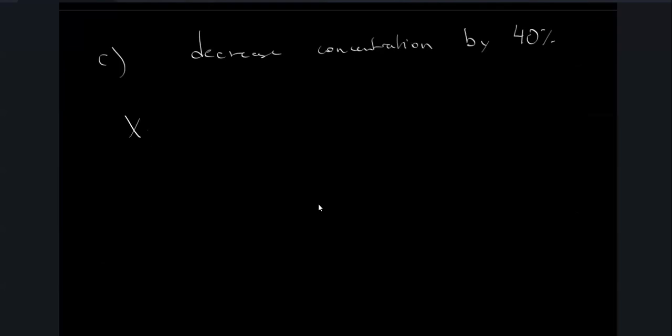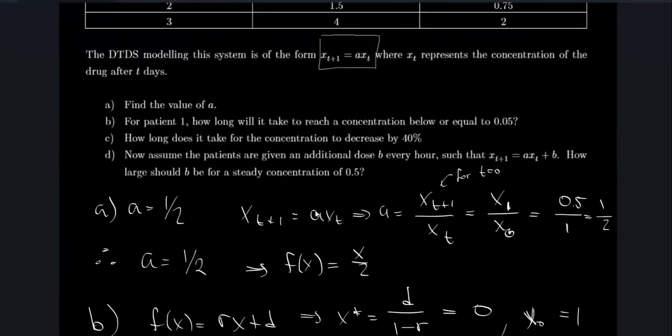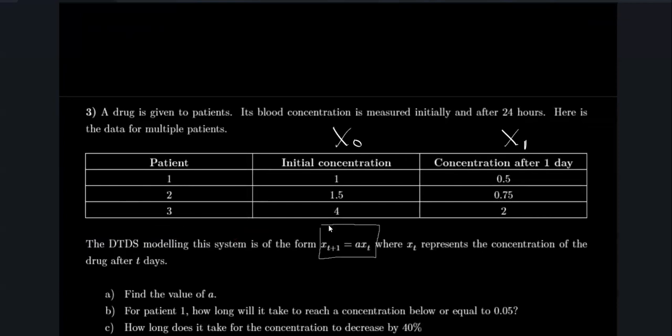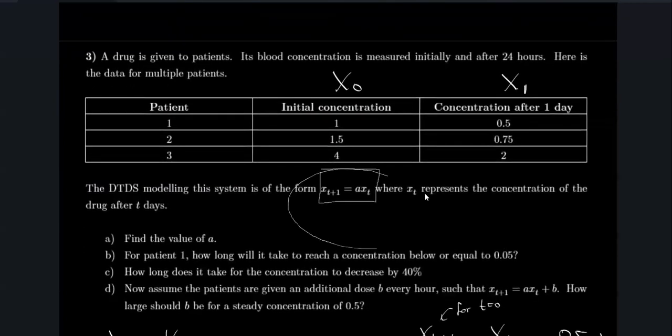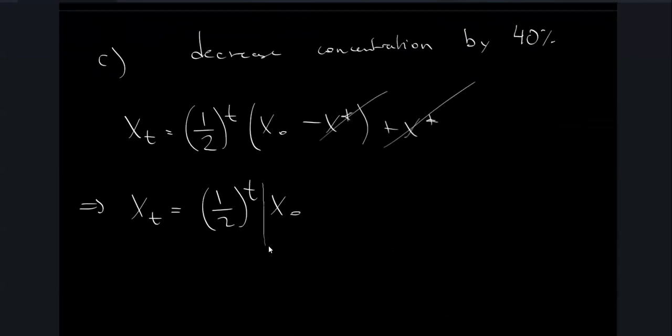So let's just say x of t is going to be 1/2 to the t times x naught minus x star, plus x star. What is x star? In this case, it's 0, right? And this, by the way, is the general solution for any patient. The reason it's for any patient is because we didn't specify the initial concentration. The only difference between all these patients, 1, 2, and 3, and whoever else, is the initial concentration. The dynamic system is the same. The equilibrium is the same. It's only the initial value.